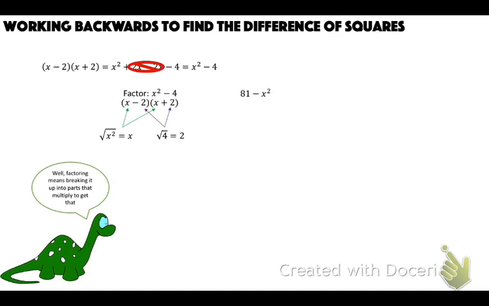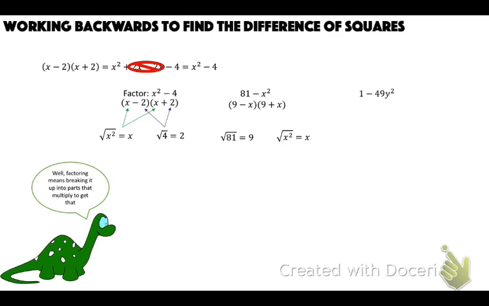So let's do this one. So these should be pretty easy. You're just going to square root both of them. Ignore the subtraction sign, okay? So the square root of 81 equals 9, and the square root of x squared equals x. So then this is going to factor to 9 minus x and 9 plus x. And just put them in whatever order they come out. So since we had the 81 first, the 9s are going to come first. X squared is second, the x's come second.